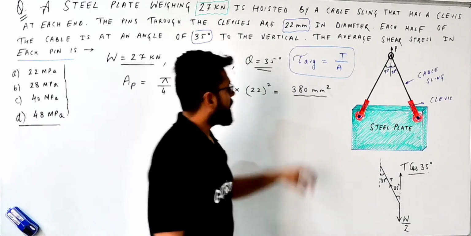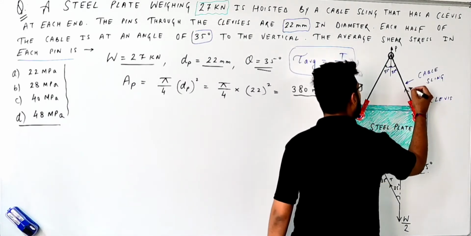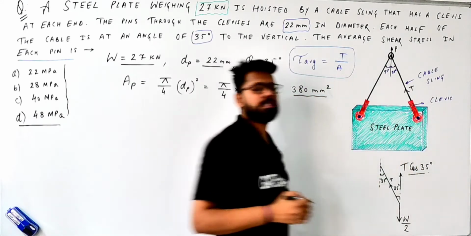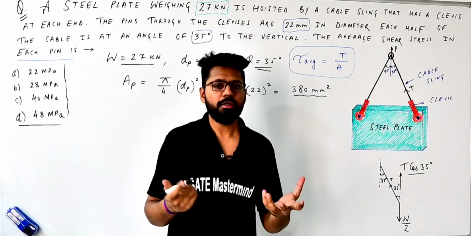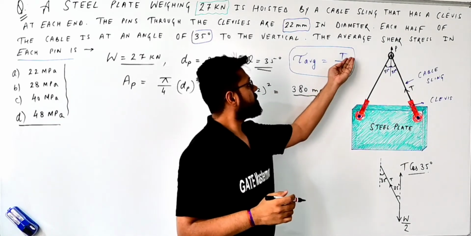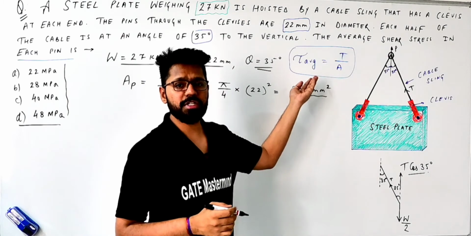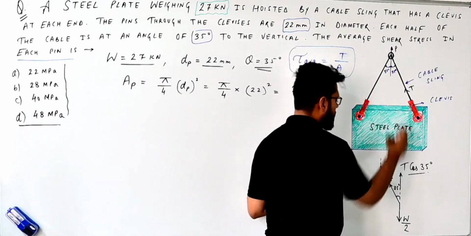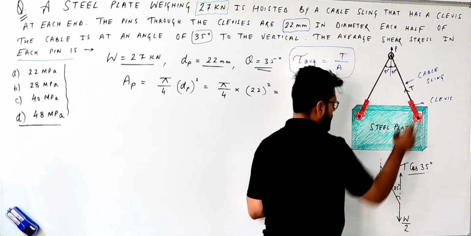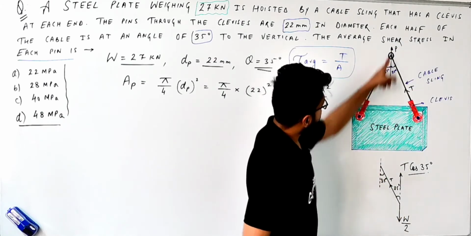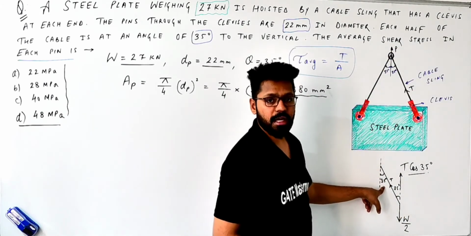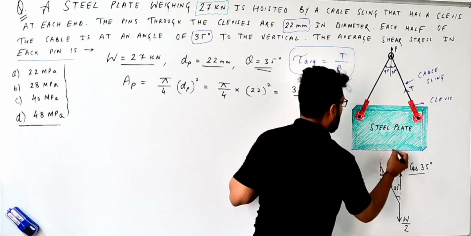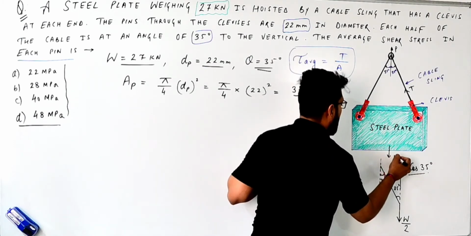Now we have to find the tension in the cable sling. If we find the tension in the cable sling, that will be the axial load, so force by area is our shear stress. Okay, so we have to find the tension in the cable sling. So we will draw the free body diagram of this. This is our cable sling, and this is our angle with the vertical, that is 35 degrees, and the weight of this plate is capital W.